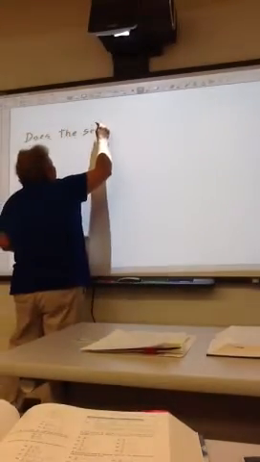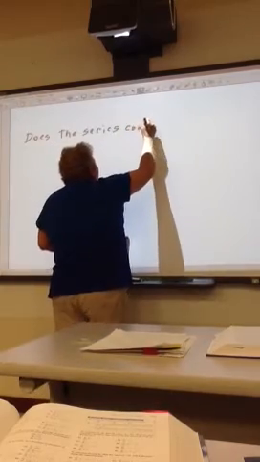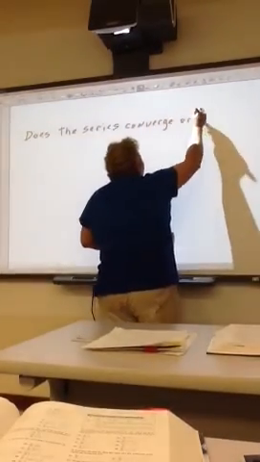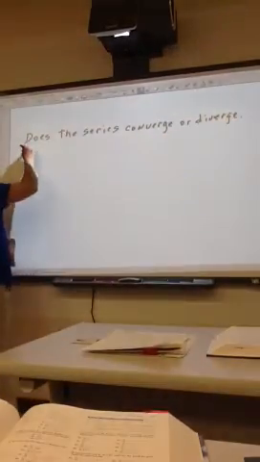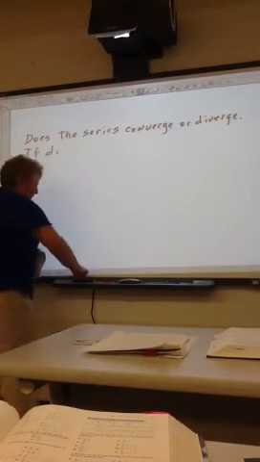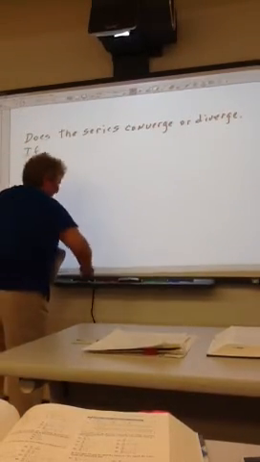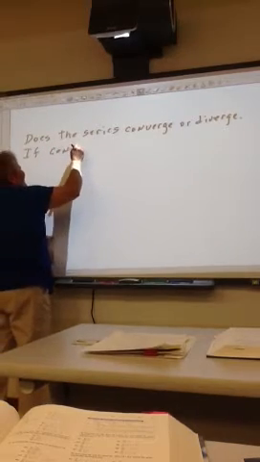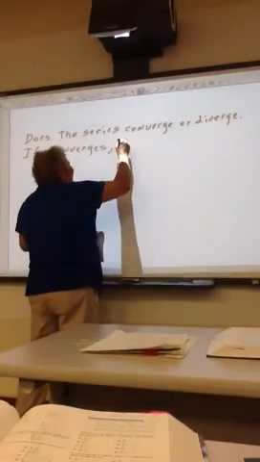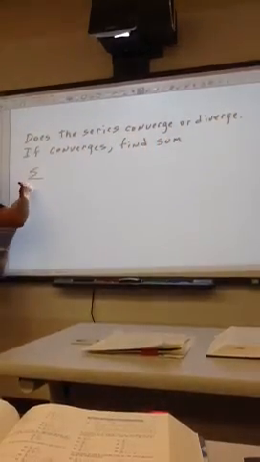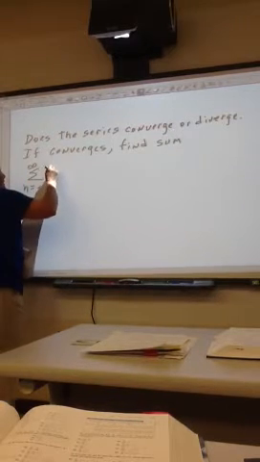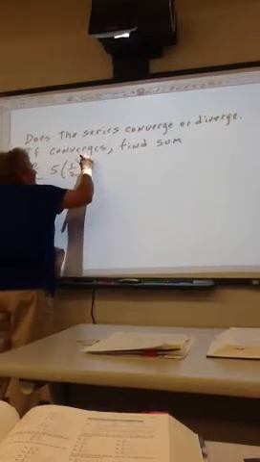So for example, suppose I said to you, does a series converge or diverge? If it converges, find the sum. So we'll have the sum n equals 0 to infinity of 5 times 1/2 to the n.